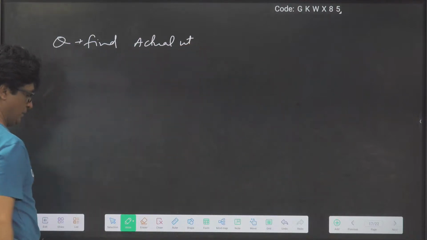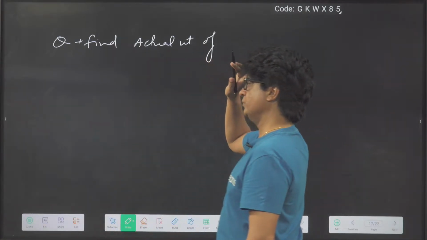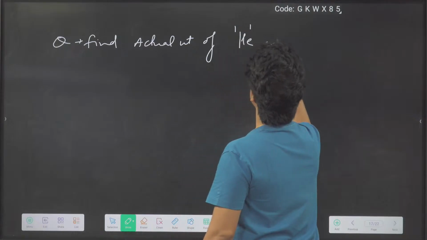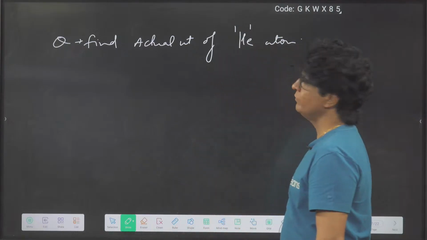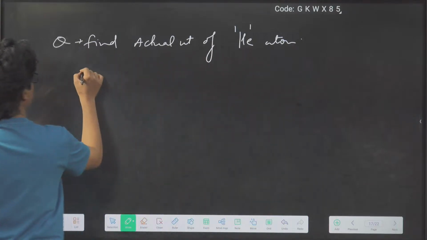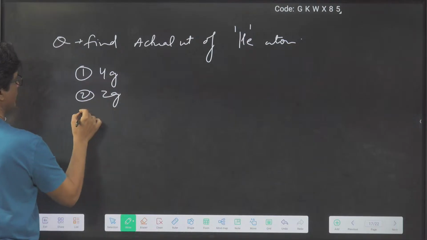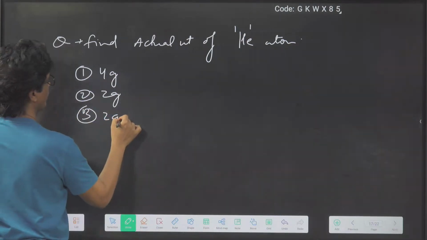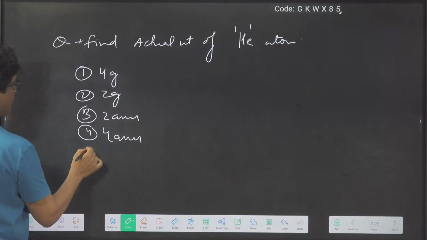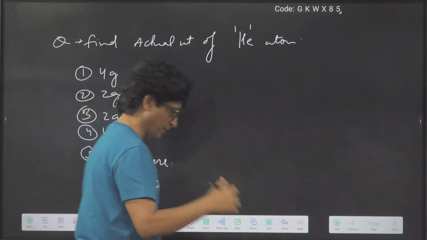Find the actual weight of helium atom, right? Do it. First option I'm giving you 4 gram, second is 2 gram, third one is 2 AMU, fourth one is 4 AMU, fifth one is none of these, or give me the correct answer.